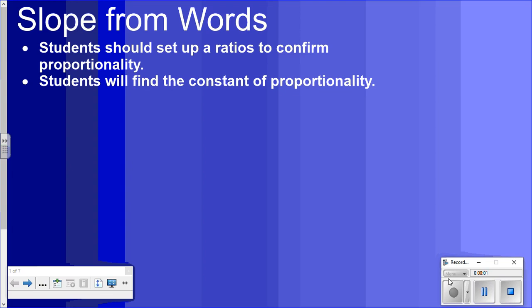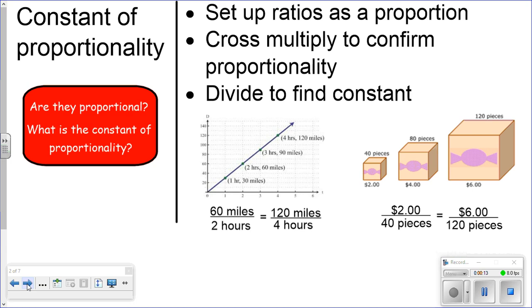In this lesson, we'll be talking about slope from the words. At the end of the lesson, you should be able to set up a ratio to confirm proportionality and find the constant of proportionality. So the constant of proportionality means we set up the ratios as a proportion, we cross multiply to confirm that they are proportional, and then we divide to find that constant of proportionality.